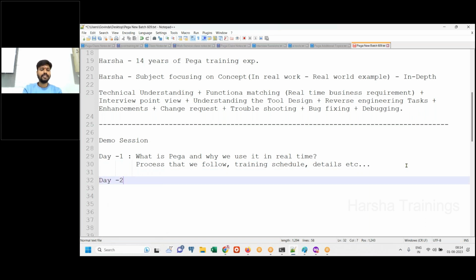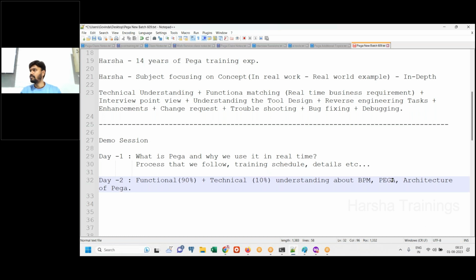I mean, day 1 is also real one. Day 2 will be functional understanding about BPM. Not only functional, maximum 90% functional. How much percent? Plus technical. How much percentage technical? Only 10%, because you are a beginner. Understanding about BPM, Pega, architecture of Pega. This will take whole day 2.